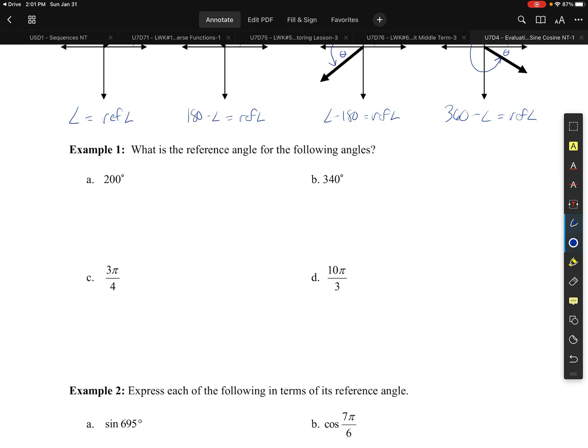All right, so 200 degrees, key thing there, quadrant 3. What's my rule? 200 minus 180. My reference angle is 20 degrees. 340, quadrant 4. 360 minus 340, 20 degrees. Now, one question I got the other day with the other class, is 20 a common answer? It's just a coincidence. Just a coincidence.